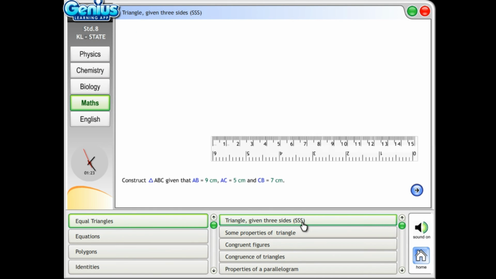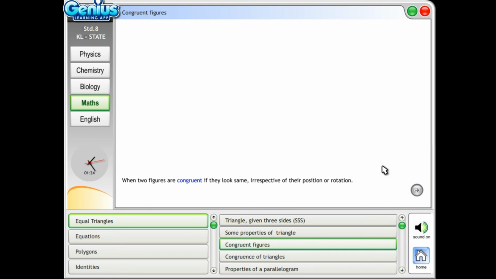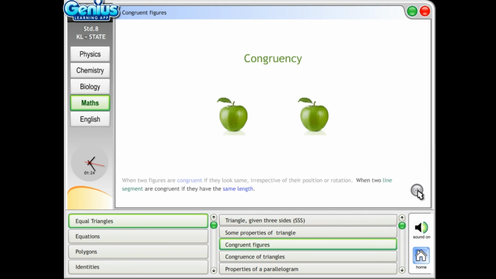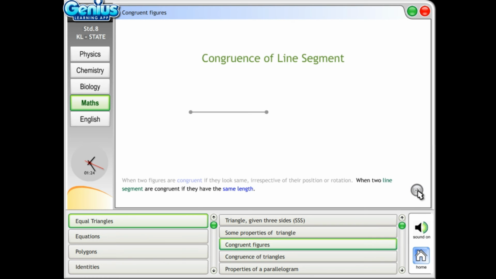Construction of a triangle, SSS. Construct triangle ABC, given that AB equals 9 centimeters, AC equals 5 centimeters, and CB equals 7 centimeters. Congruence. Two figures are congruent if they look the same. Two line segments are congruent if they have the same length.